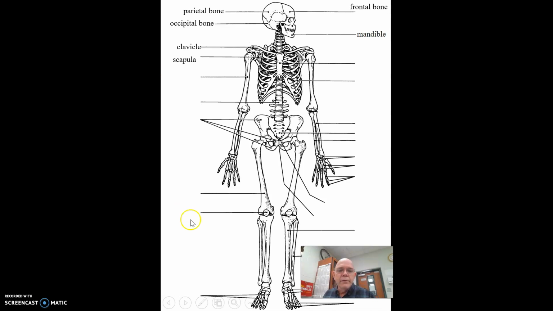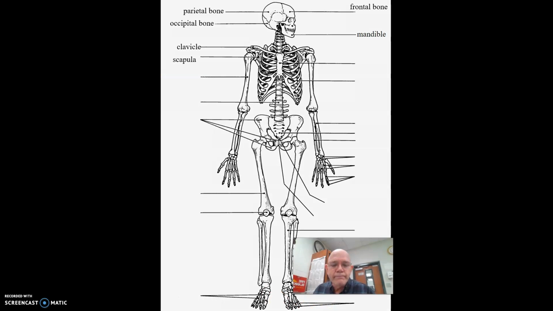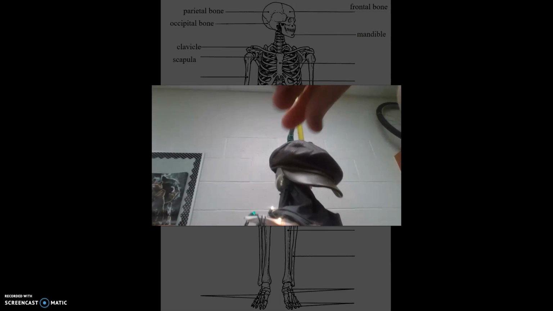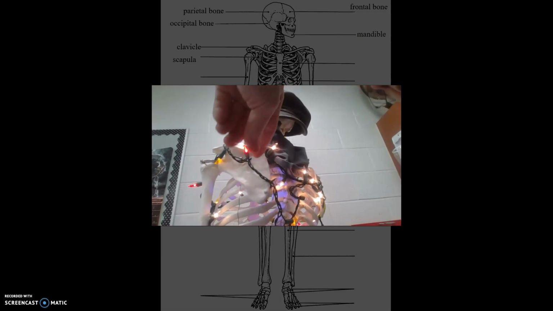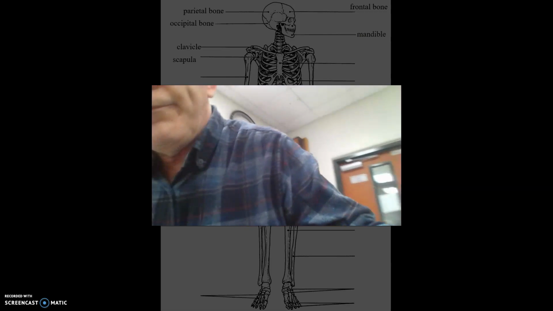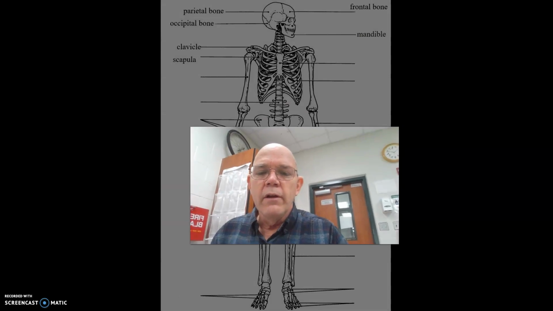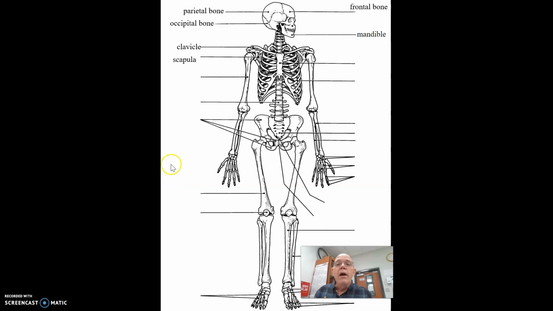Let me make this a little bit bigger so you can see. Okay, this big flat bone on the back, that is your scapula, or shoulder blade. All right. Back down there. Okay. So scapula.